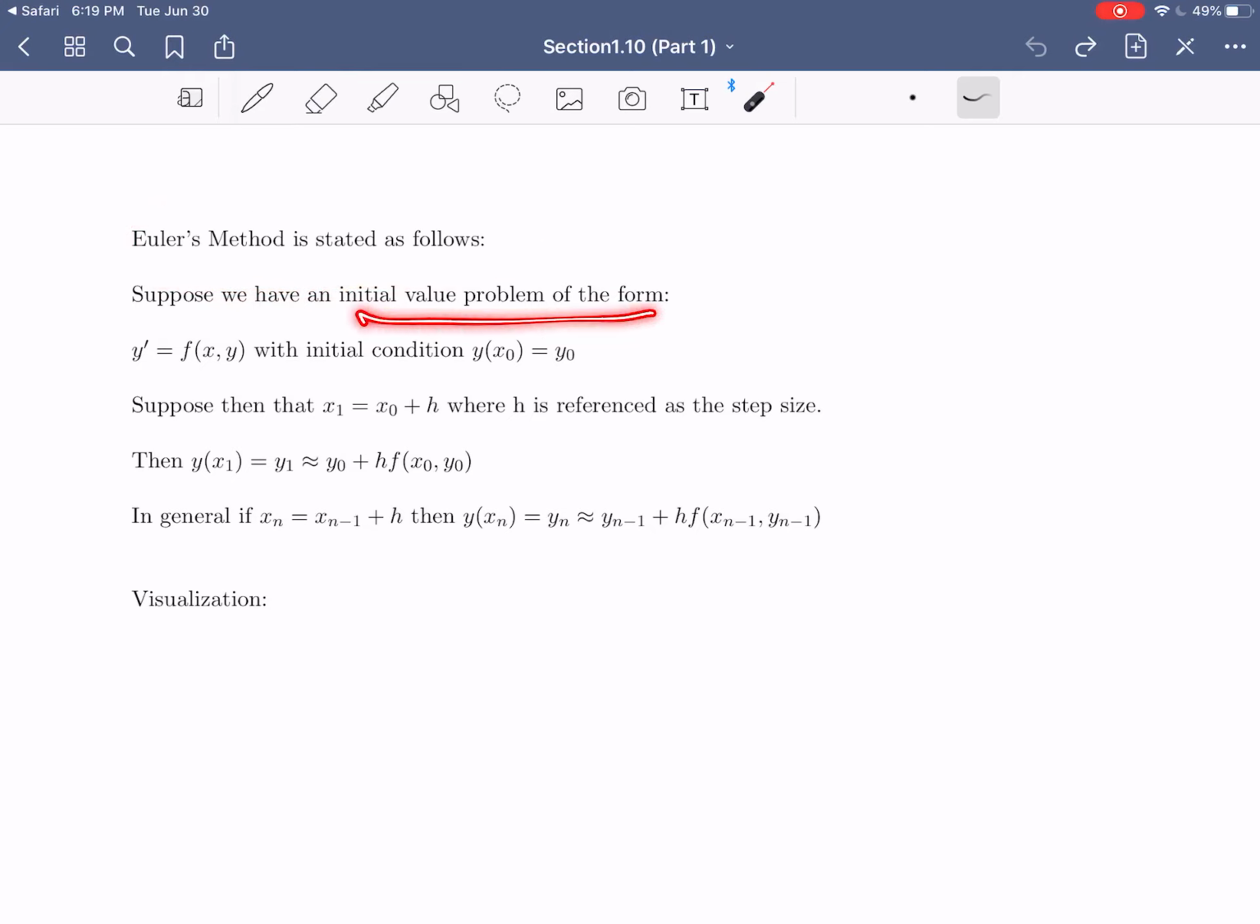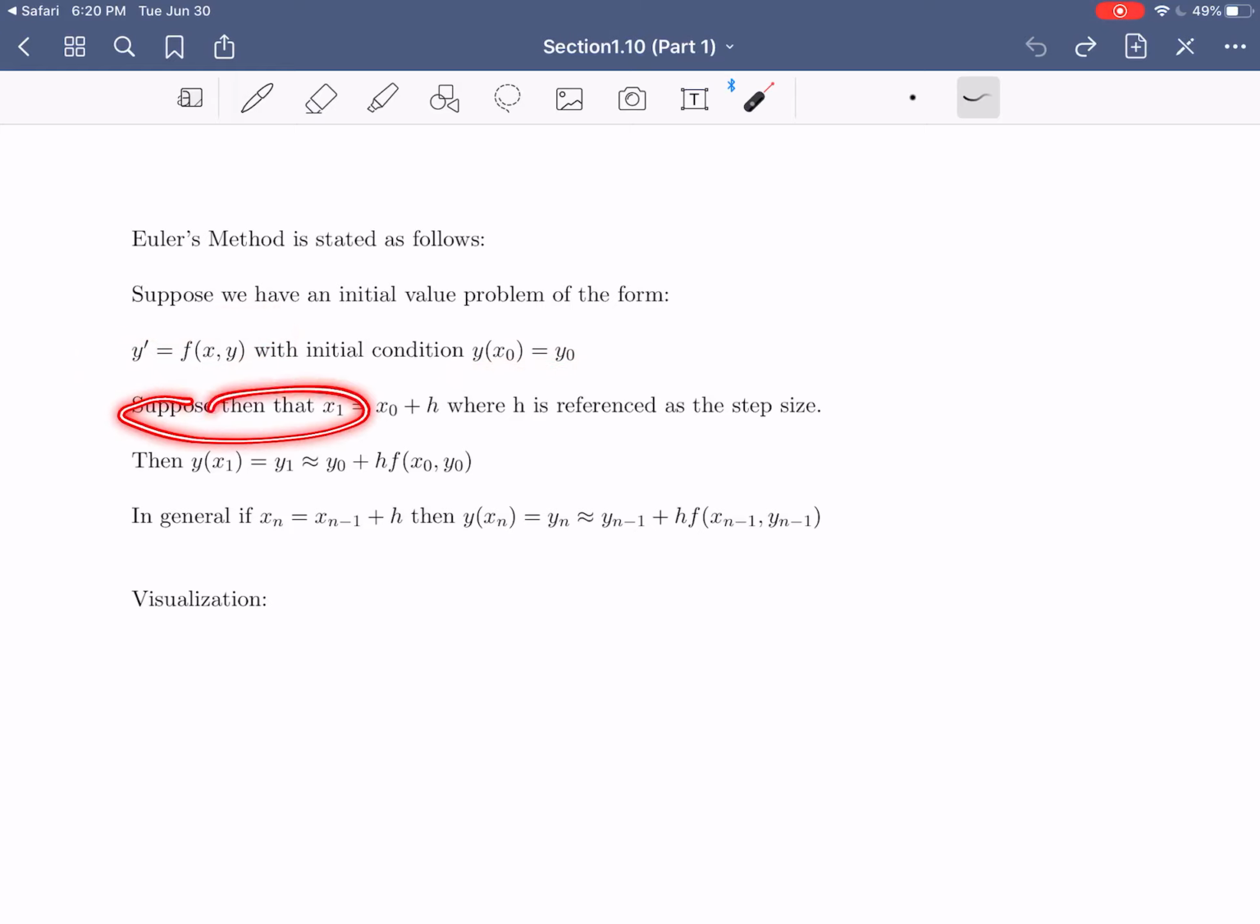So we're going to suppose we have an initial value problem that we've written into the form y prime equals a function of x and y, which is something we know we can do for any first order differential equation. We can always isolate the y prime and then write everything as a function of x and y. And then with the initial condition, y of x sub 0 equals y sub 0. So Euler's method applies to solving an initial value problem. So it's got to have a differential equation and an initial condition.